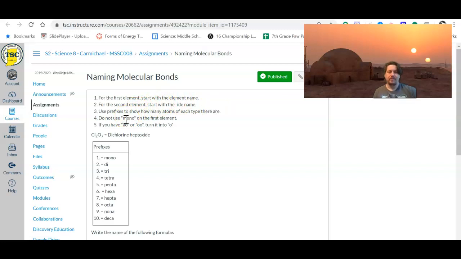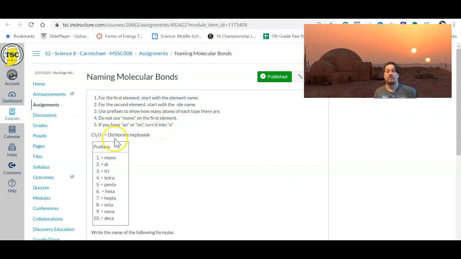If your combination has an A-O or O-O where you write your answer, simply drop the A or the first O and have an O. And you'll see that as you go through here. So for H2O, water, it would actually be called dihydrogen monoxide. Remember, we don't use mono in the first element, but the second one we do. Monoxide, M-O-N-O. If you had oxide at the end, it would be two O's, so we would drop one of the two O's and leave it with O-X-I-D-E.